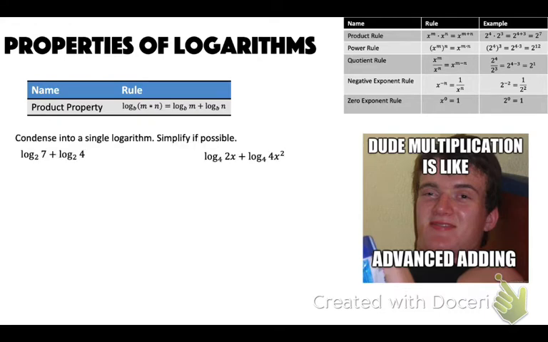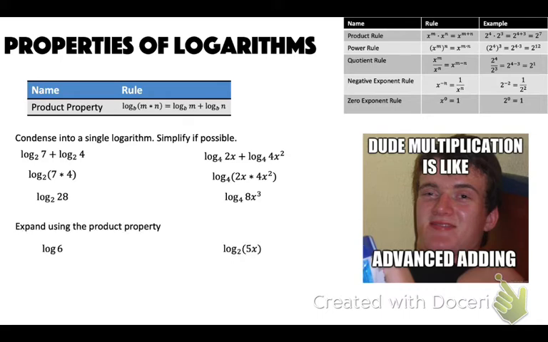It is. So, if we wanted to condense these, so we want to make these one logarithm. Well, the biggest thing here is that the bases have to be the same. Okay, so we have log base 2 and log base 2. Since there's an addition sign between them, we can combine those by multiplying. So then we can make that into log base 2 of 7 times 4, which is log base 2 of 28. Okay, on this other one, so we have log base 4 of 2x, log base 4 of 4x squared. Well, we can combine those to be 2x times 4x squared, which is going to be 8x cubed. So that's log base 4 of 8x cubed.